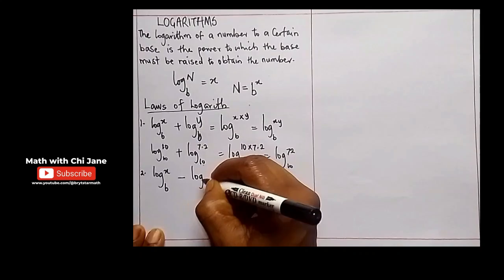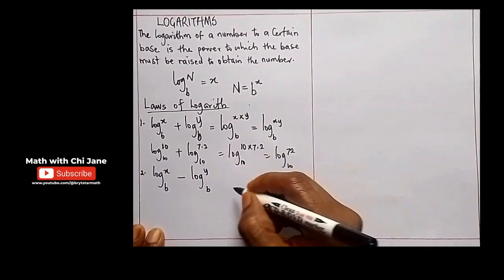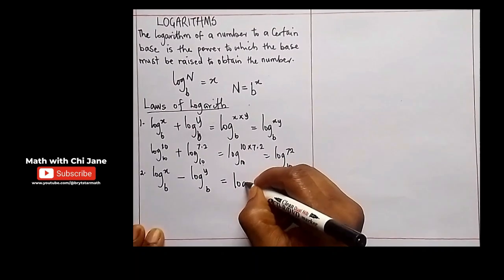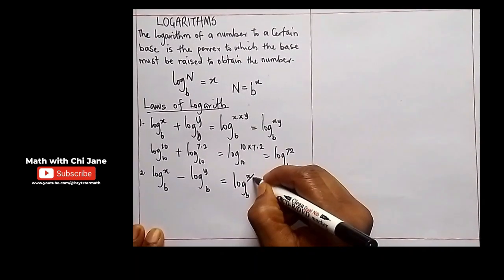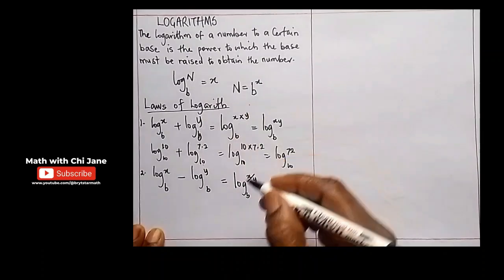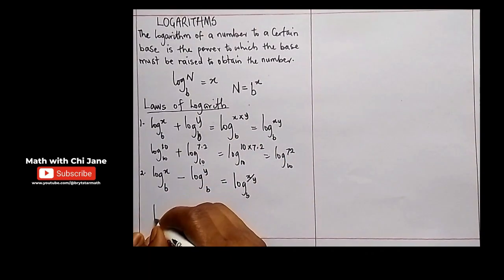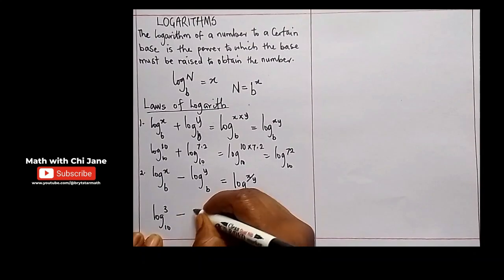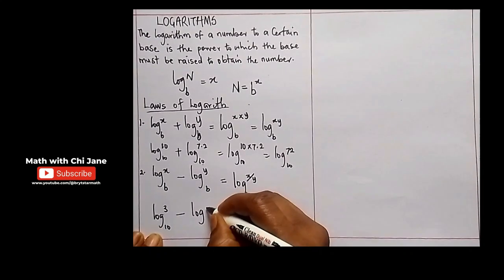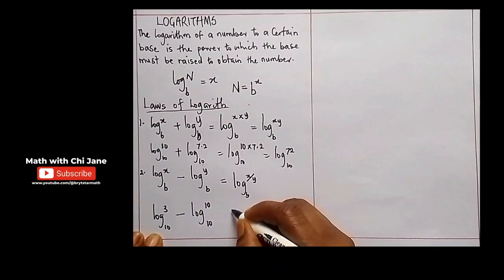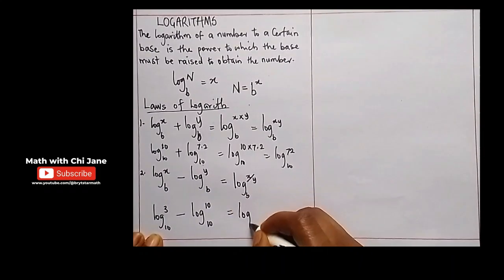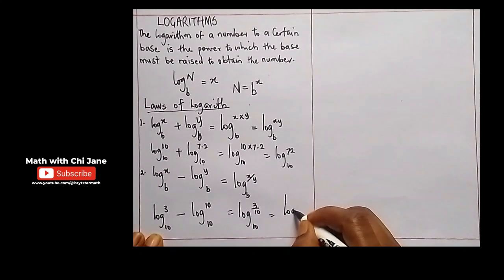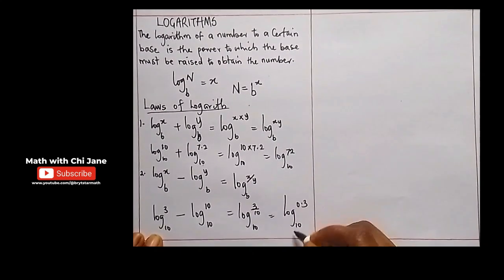Then we also have this division, log x base b minus log y base b. So this gives us log base b of x divided by y. Let me give an example: we have log 3 base 10 minus log 10 base 10. What we have is log base 10 of 3 divided by 10. That gives us log 0.3 base 10.